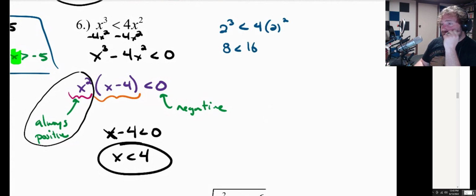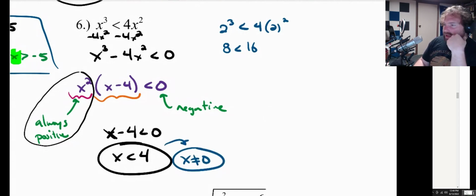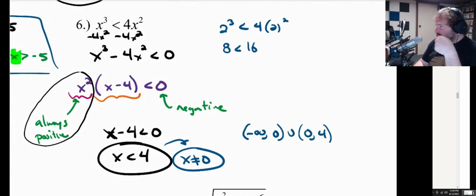Negative numbers, I think, would always work, because any negative number to the third power is negative, but 4x squared will be positive. I think we just have to say that x can't be 0. We should add that to x less than 4. If we wanted to do it in interval notation, we'd go negative infinity to 0, and union that with 0 to 4. But basically the answer here is numbers that are less than 4, but not 0. 0 will not work. 0 creates a situation where they're equal to each other.